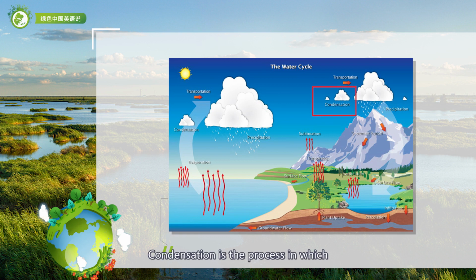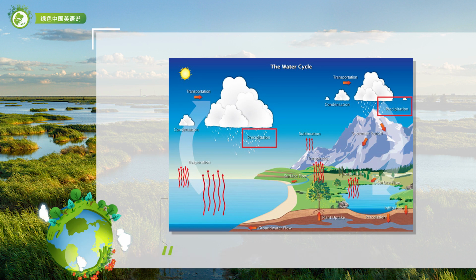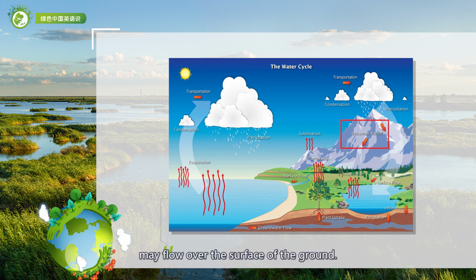Condensation is the process in which water vapor changes to liquid water, forming water droplets. If enough water droplets are present, they may form a visible cloud. Precipitation is when water droplets become large enough that they fall to Earth because of gravity as rain, snow, sleet, or hail. Precipitation that falls on land may flow over the surface of the ground. This water is called runoff.